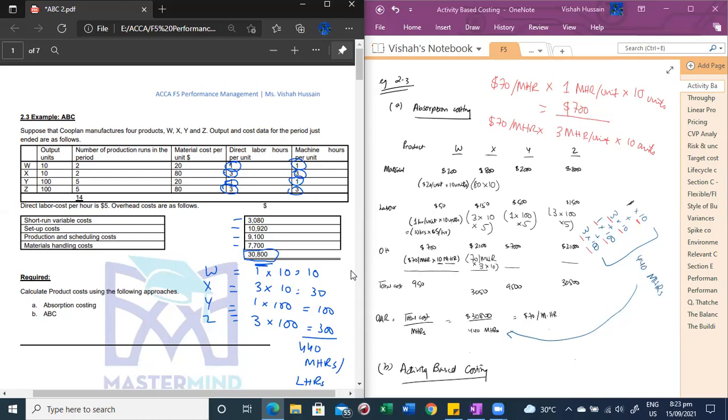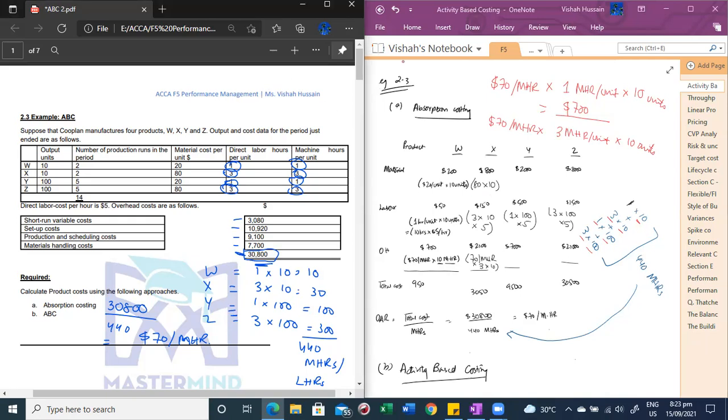So now that you have computed the total machine hours for the company, the total overheads were 30,800 divided by 440 machine hours, you will end up with $70 per machine hour. Is everybody clear about the overhead absorption rate computation? Yes, ma'am. Okay. So good.